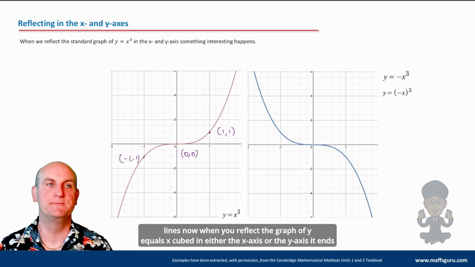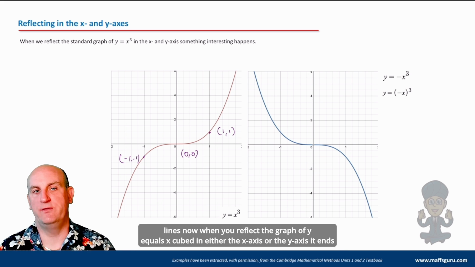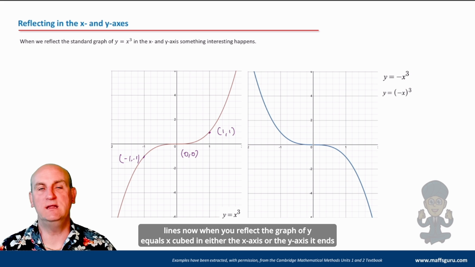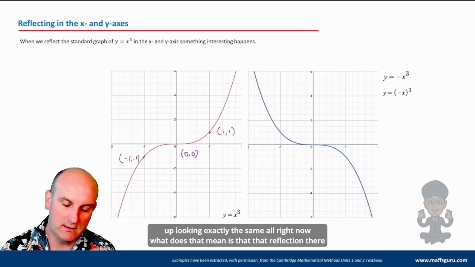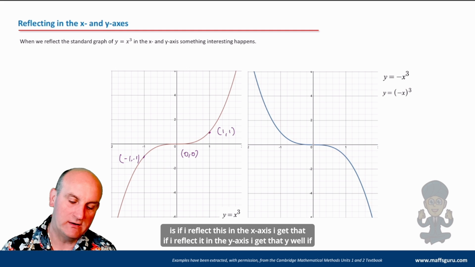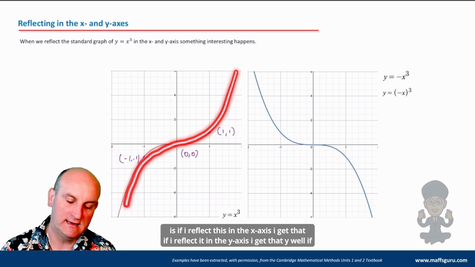Now, when you reflect the graph of y equals x cubed in either the x-axis or the y-axis, it ends up looking exactly the same. All right. What that means is that if I reflect this in the x-axis, I get that.